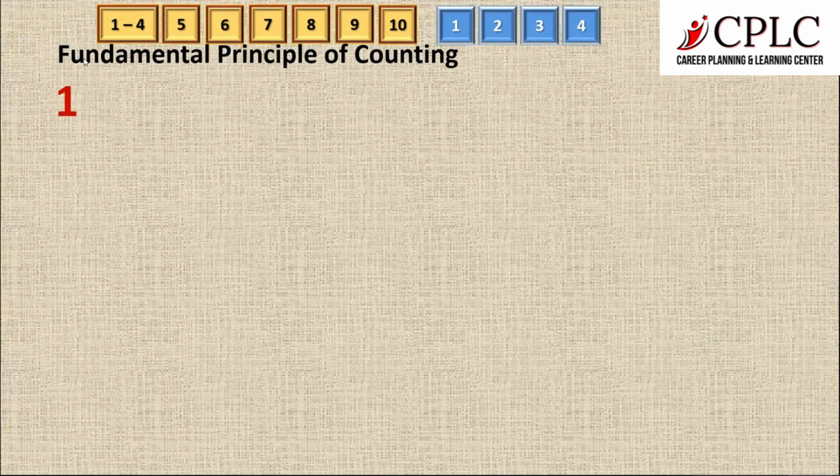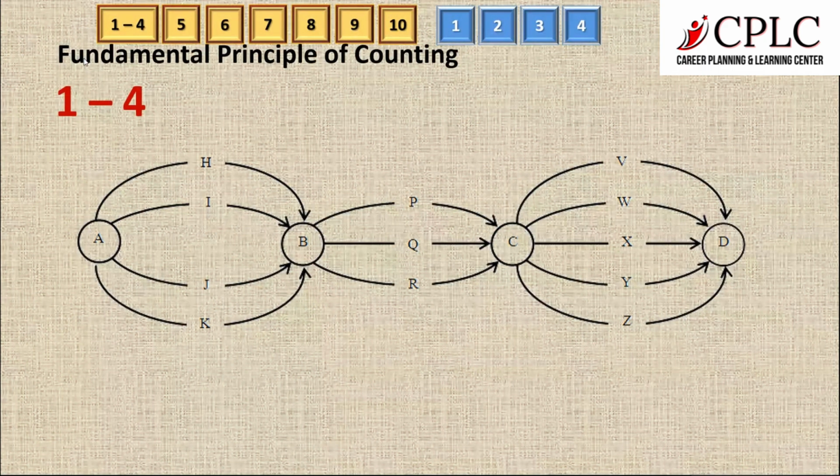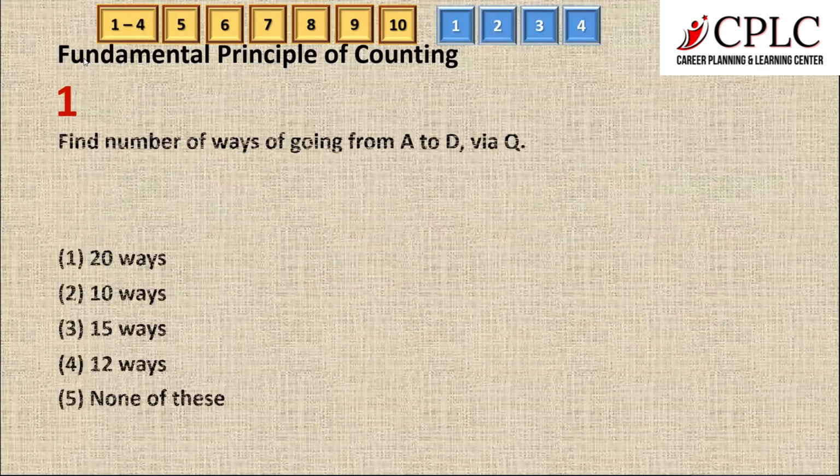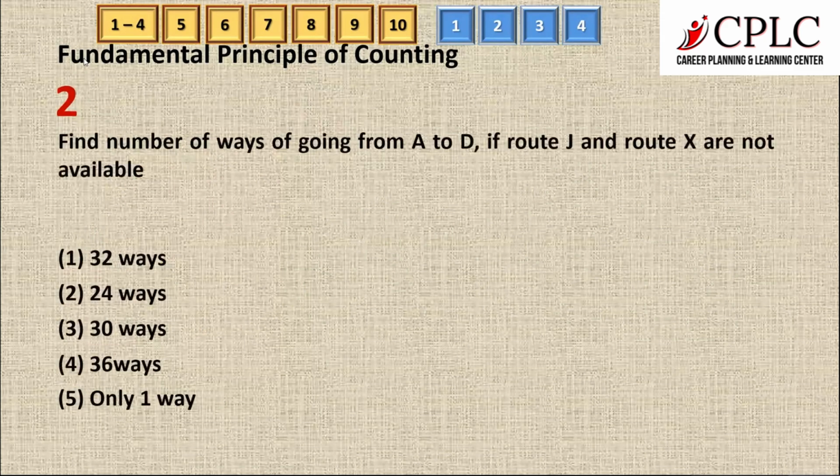Let's start with the first set. Now this is the diagram given to us, and based on this information, there are 4 questions that we have to solve. First question says find the number of ways of going from A to D via Q. Second says find the number of ways of going from A to D if route J and route X are not available.